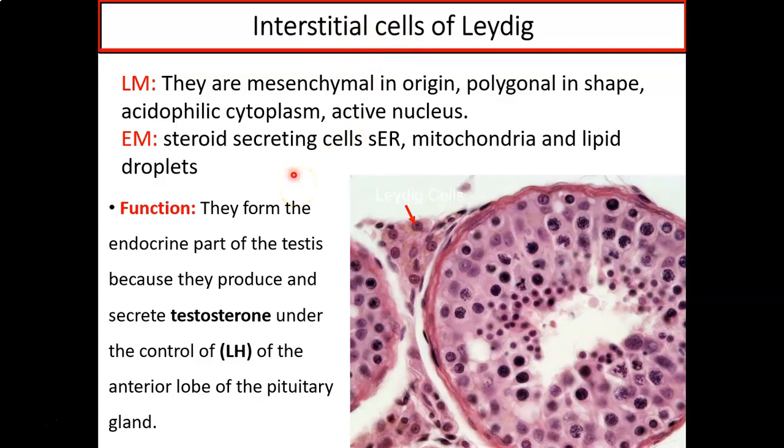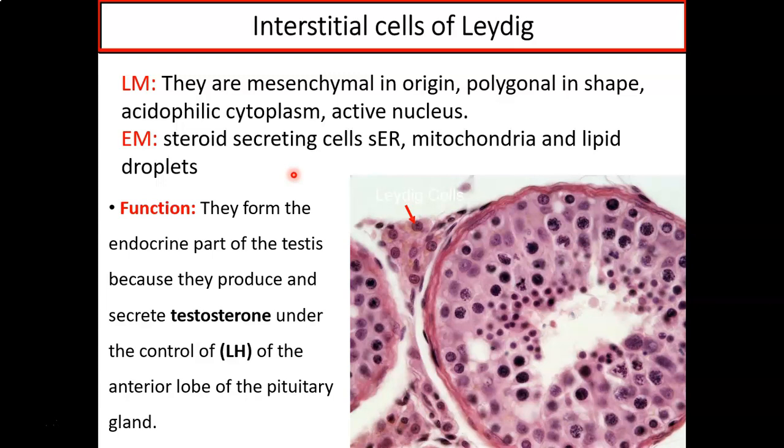To summarize our lecture today, the testis is covered by 3 coats and formed of 2 parts. The 3 coats are tunica vaginalis, tunica albuginea, and tunica vasculosa. The 2 parts are stroma and parenchyma. The stroma is formed of capsule, septa, and reticular fibers. The parenchyma is formed of Sertoli cells and spermatogenic cells.